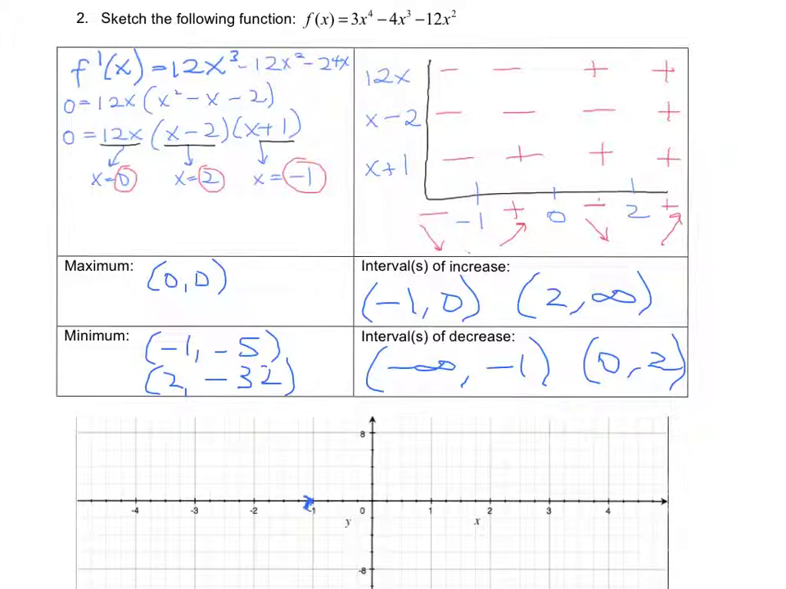a maximum at 0, 0. I find out that I have a minimum at -1, -5, and another minimum at 2, -32. I can figure out my intervals of increasing and decreasing simply by looking at my diagram. Now what I'm going to do is I'm going to put that information all together into my diagram below.